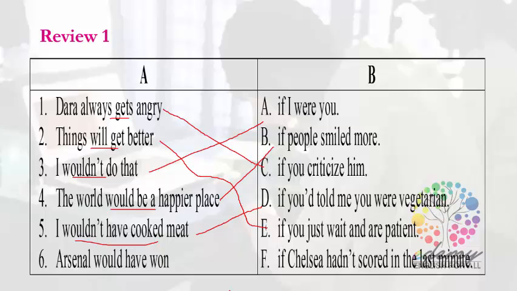Right, that's a vegetarian. Alright, last of all, football. Arsenal is the name of a football team. Arsenal would have won if Chelsea, another football team, right? If Chelsea hadn't scored in the last minute. Okay? So that's our review of grammar, and we got another activity for the review.